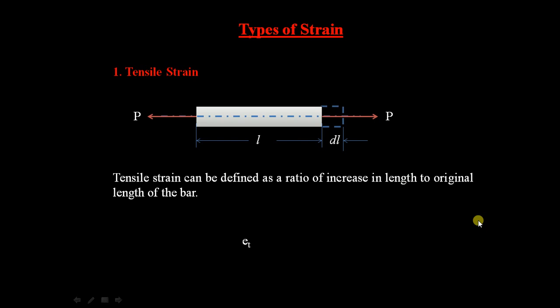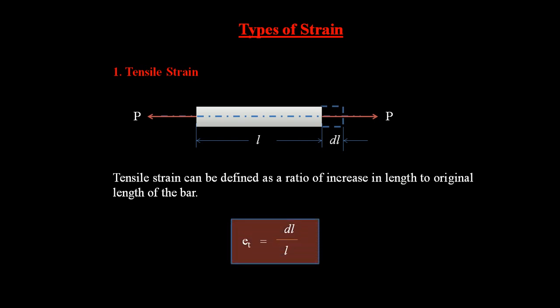So finally the formula we can write as ET. ET is the symbol for representing the tensile strain. So ET is equal to increase in length DL divided by original length L. So this is the formula we can use for finding the tensile strain.